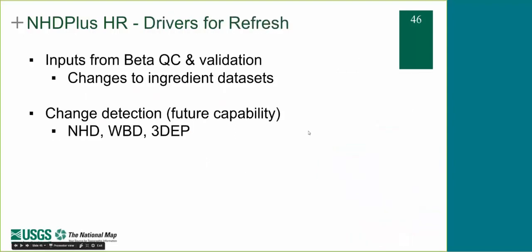What would trigger the refresh process? We have discussed determining some sort of detection change for our ingredient data set. So if a lot of edits were done in either NHD, WBD, or 3DEP, then there would be some sort of mechanism in place that would flag those areas for the refresh process, and those are the areas that would get updated from version 1 to the following version. And we talked about the beta QC: the current process is once it goes through the QC review process and validation, we make the changes to the ingredient data sets, and that kicks off the refresh process to the version 1.